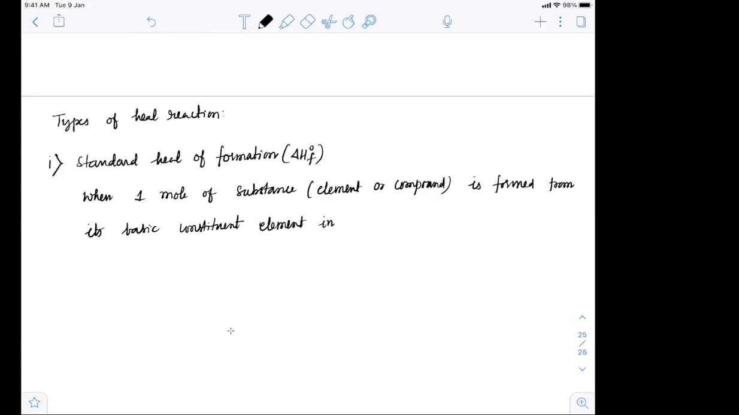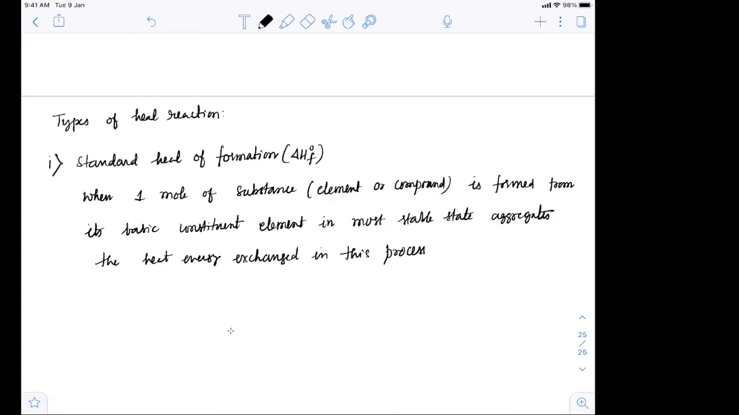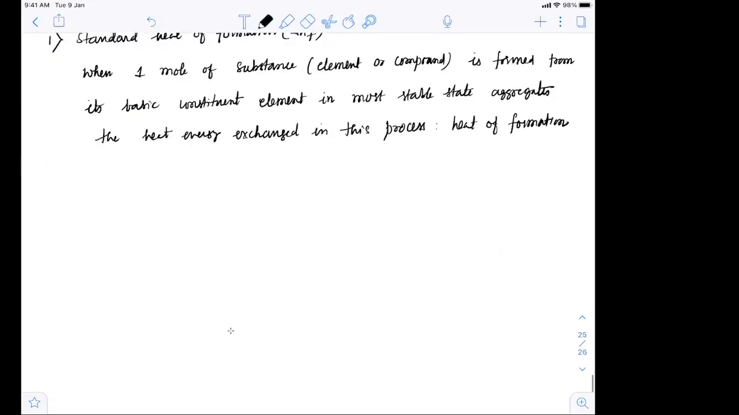in the most stable state of aggregates, then the heat energy exchanged in this process is what we call the heat of formation. For example, suppose I want to calculate the heat of formation of CH4, methane.